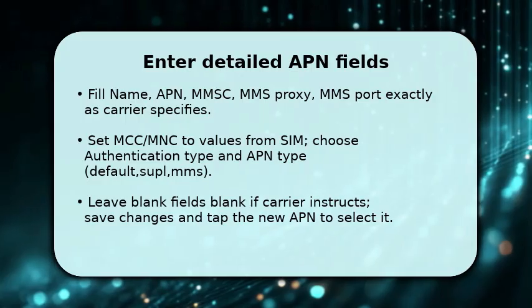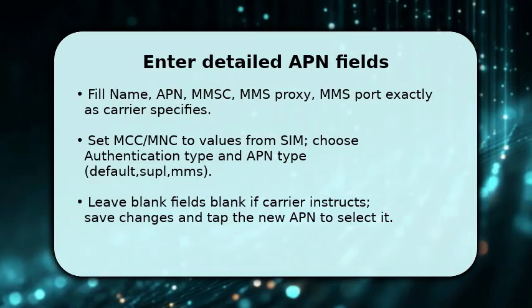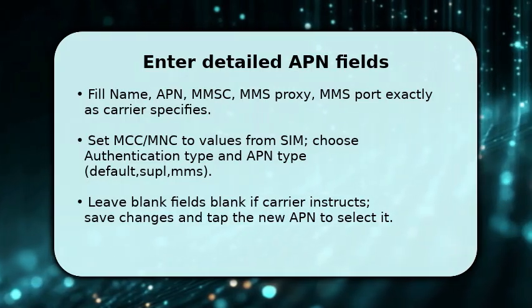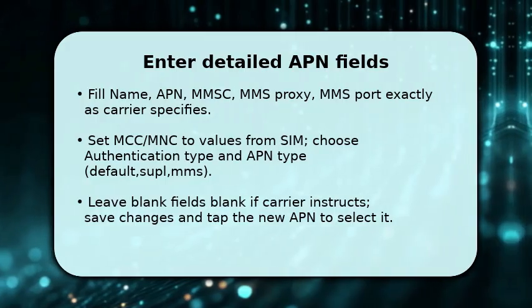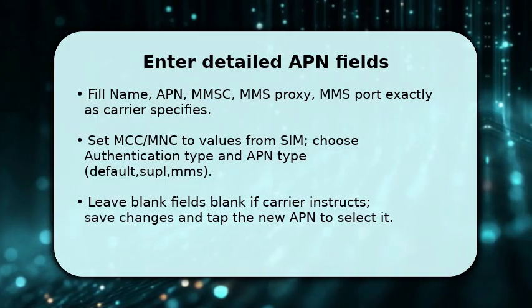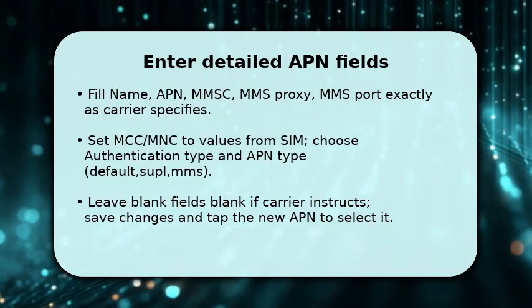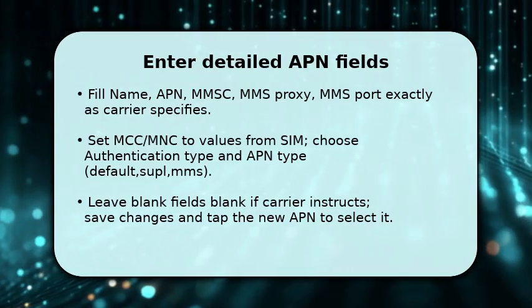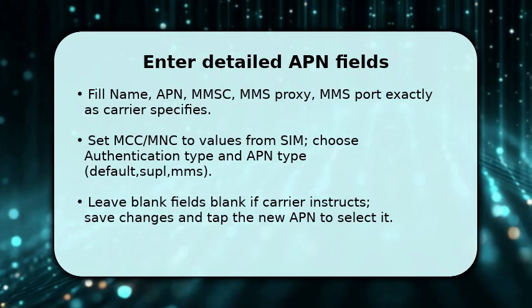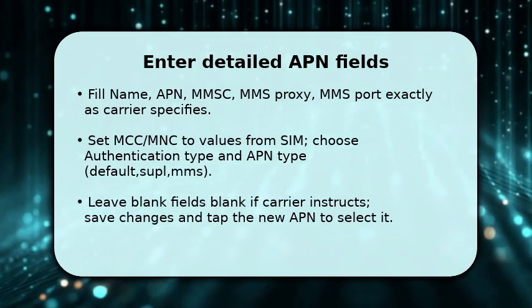Type the name and APN exactly. Paste MMSC, MMS proxy, and port if given. Make sure MCC and MNC match your SIM. These identify the network. Then set authentication type and APN type to values like default, supl, MMS when required. If the carrier says leave fields blank, do so.